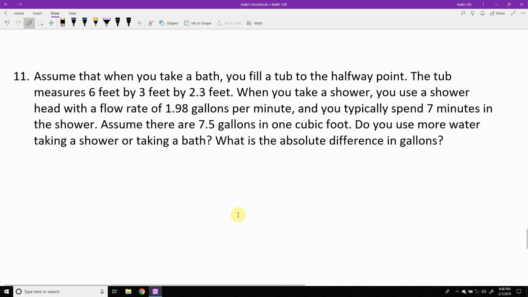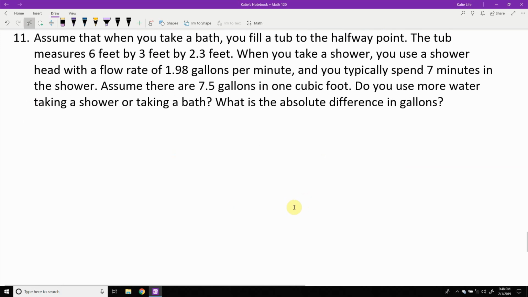Almost done. 2 more problems here. Assume that when you take a bath, you fill a tub to the halfway point. The tub measures 6 feet by 3 feet by 2.3 feet. When you take a shower, you use a shower head with a flow rate of 1.98 gallons per minute, and you typically spend 7 minutes in the shower. Assume there are 7.5 gallons in 1 cubic foot. Do you use more water taking a shower or taking a bath?